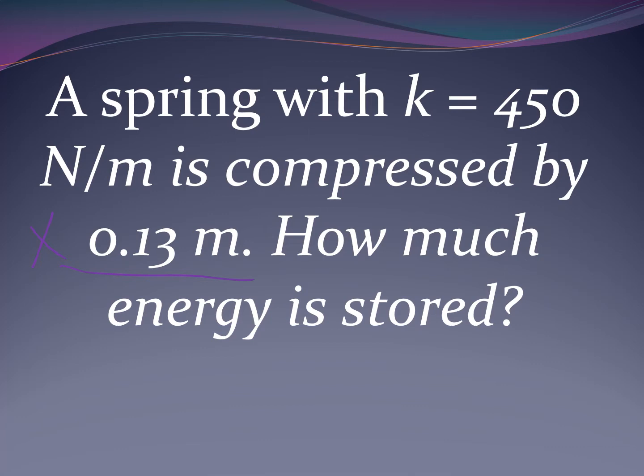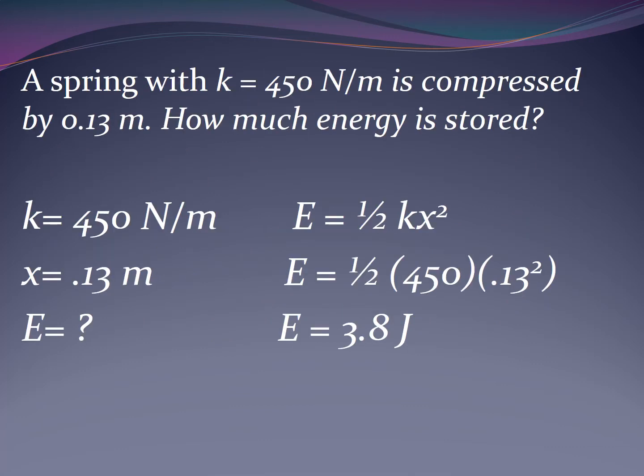So because this is a spring, we know that it's an elastic potential energy problem. So once we have our variables here on the left, we can use our elastic potential energy formula. So 1/2 times k, which is given as 450, times 0.13 squared, gives us an elastic potential energy of 3.8 joules.